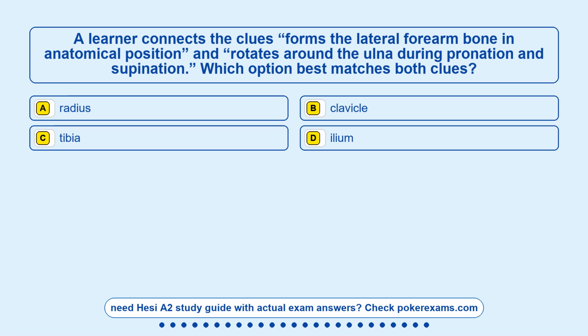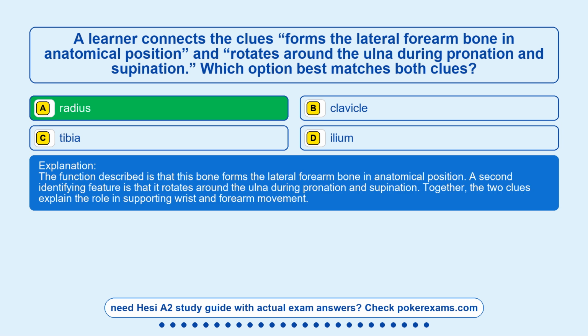Question 20. A learner connects the clues: forms the lateral forearm bone in anatomical position and rotates around the ulna during pronation and supination. Which option best matches both clues? Option A, radius. Option B, clavicle. Option C, tibia. Option D, ilium. The correct answer is option A, radius.